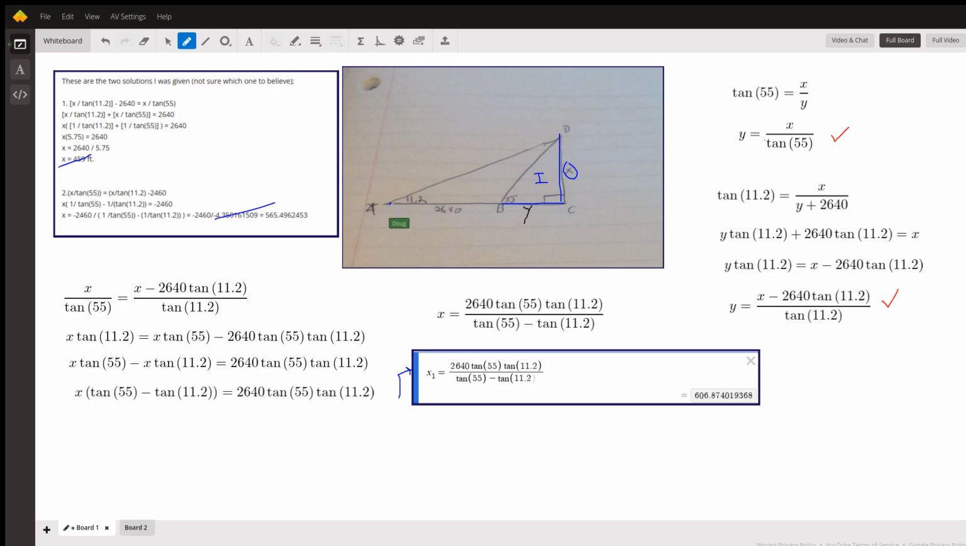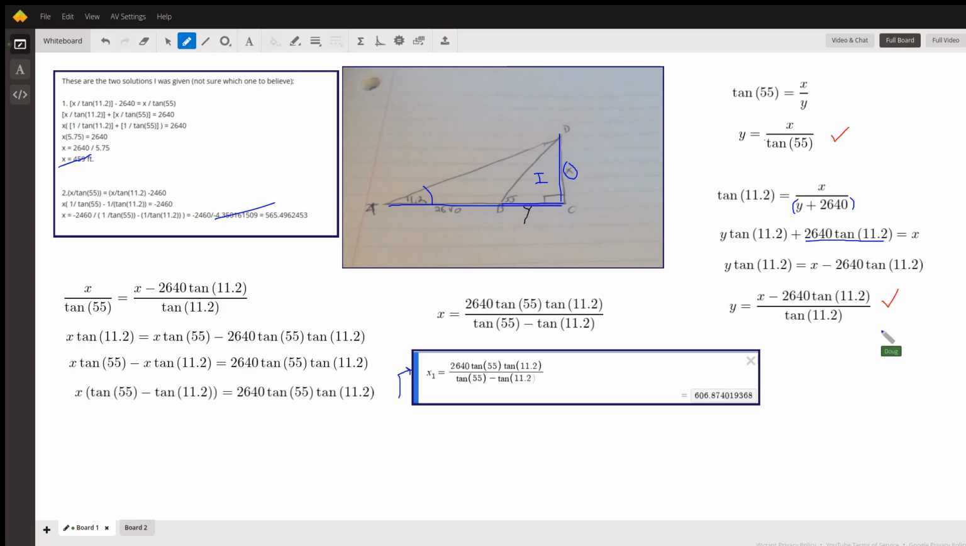For the big right triangle, we can still use the tangent of 11.2 equals x over, this is the adjacent side, y plus 2640. And if we want to solve that for y in terms of x, we'll multiply both sides by this denominator, giving us this. Then to get the y by itself, we'll subtract this term and then divide by 11.2.